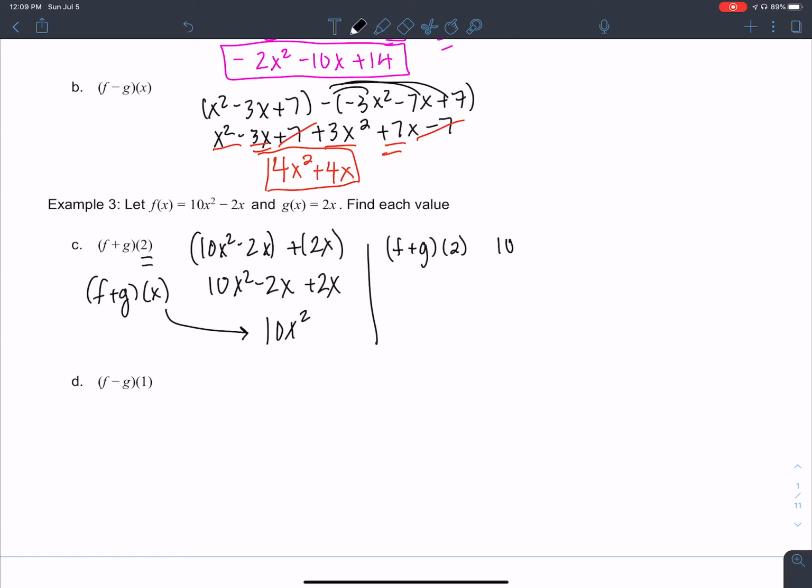Okay, so 10 times 2 squared. 2 squared first, and I get 40. Okay, so my final answer is 40.